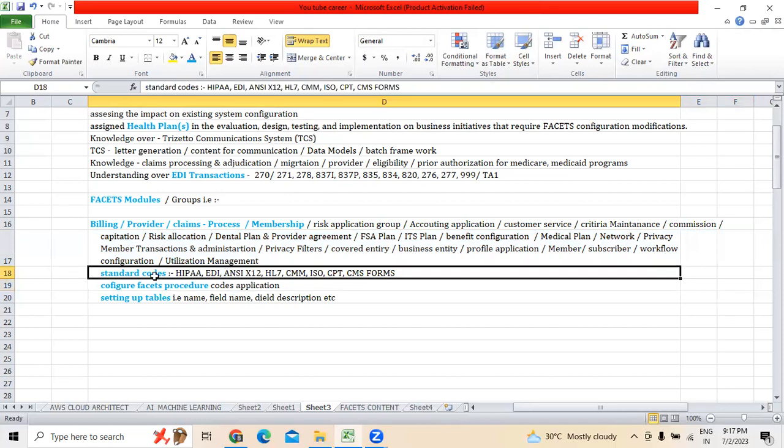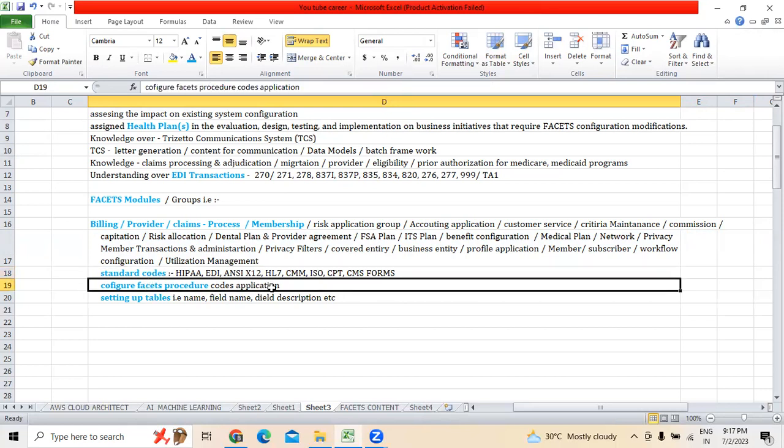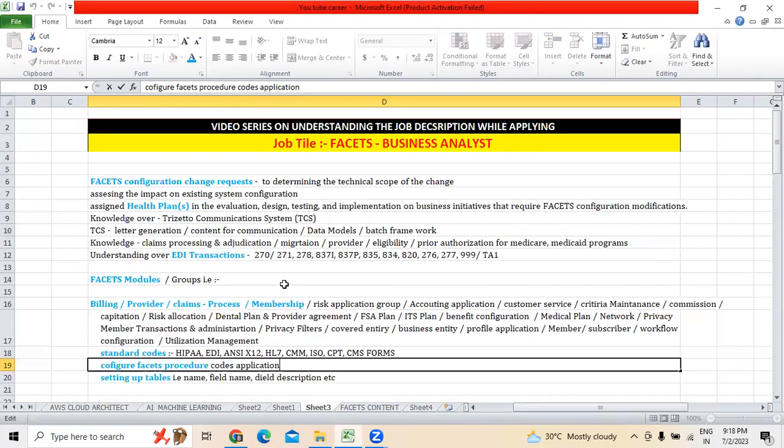At the same time, there are different standard codes we use in healthcare, like HIPAA, EDI, ANSI, HL7, CMM level or ISO, CPT, and CMS forms, all that. So knowledge of standard codes and forms is also required. At the same time, in the beginning, I told you configuration, setup procedure, codes, and application knowledge is also required for a BA. Last but not least, we need to set up some tables, like table fields, field names, field descriptions, all that stuff, right?